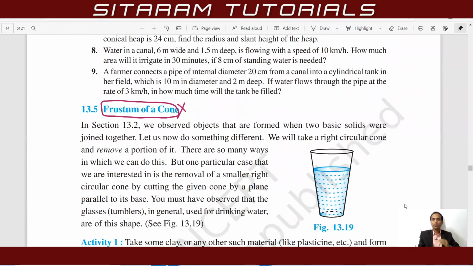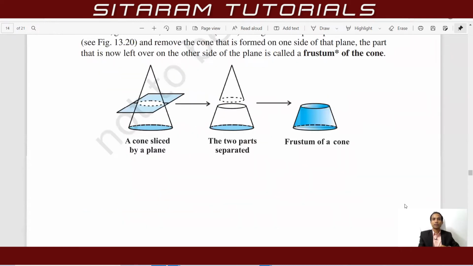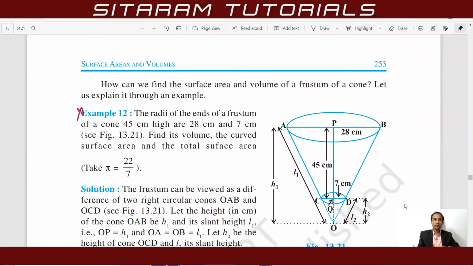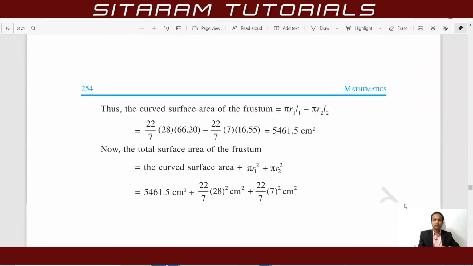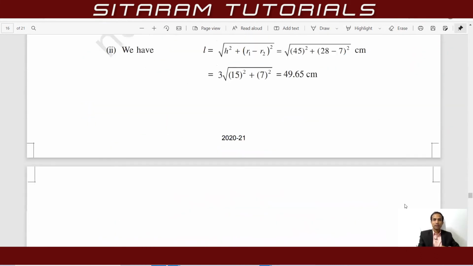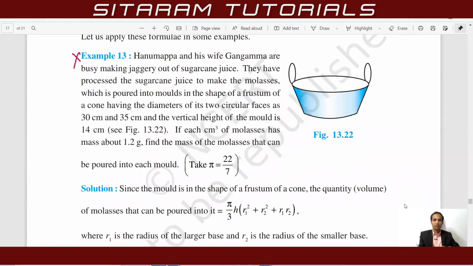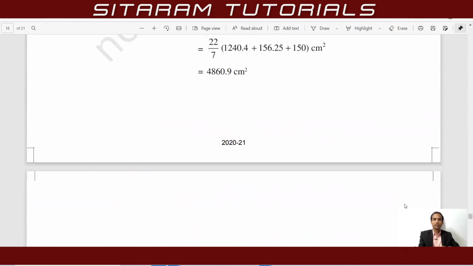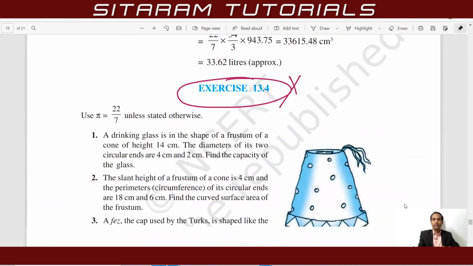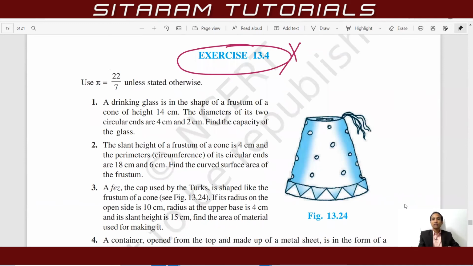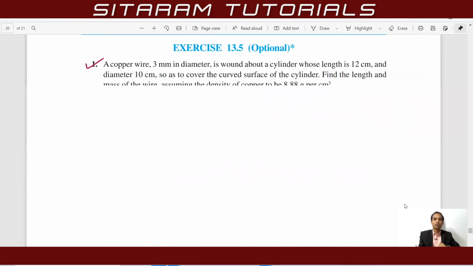This frustum of a cone is completely not there. This is deleted from the portion. It's not there in the syllabus, except example 12 and example 13 are also not going to be there. Example 14 is also deleted from the portion. And the complete 13.4 exercise is based on frustum of a cone, so this is not going to be there.